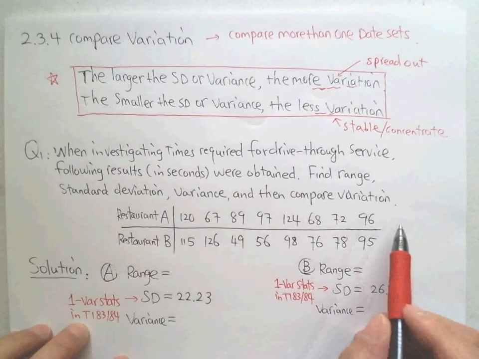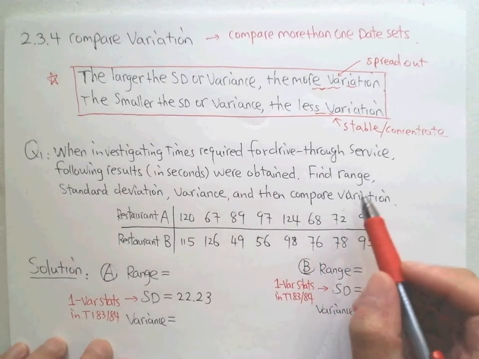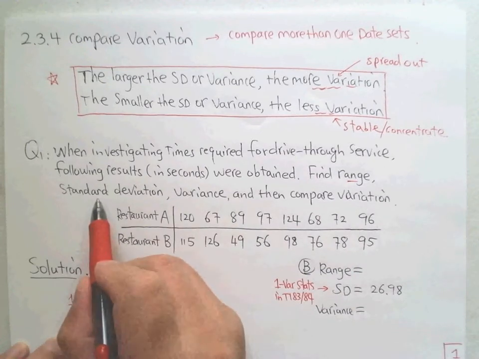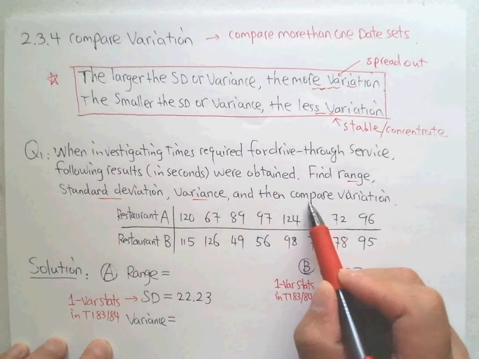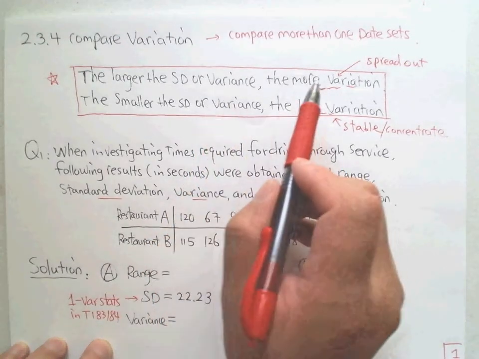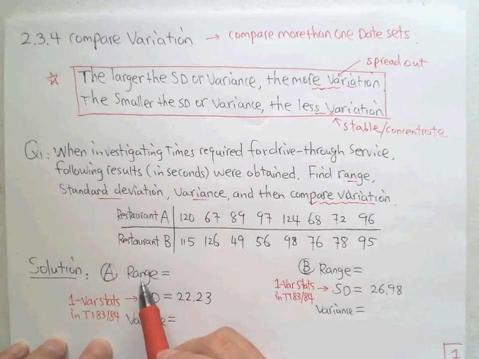And then how to compare? Okay, how to compare what? We need to compare the range. We need to compare the standard deviation. We need to compare the variance. The most important is to compare the variation. Remember, what does variation mean? Variation just means the variance, right? Okay. So up here, the range first, one by one.